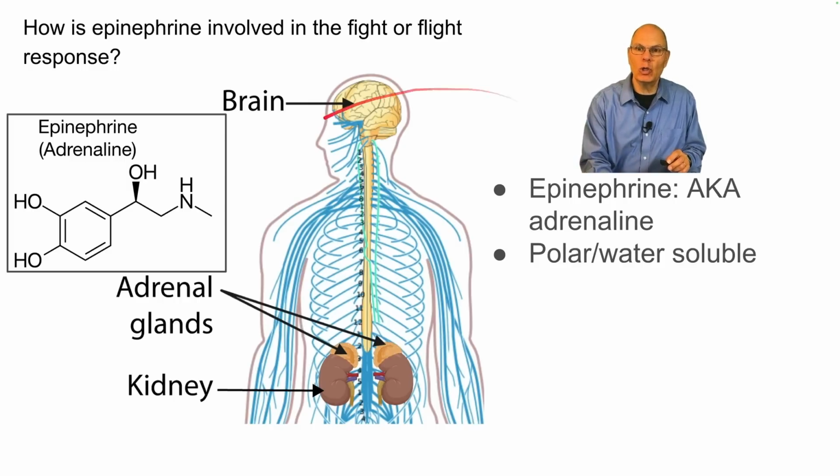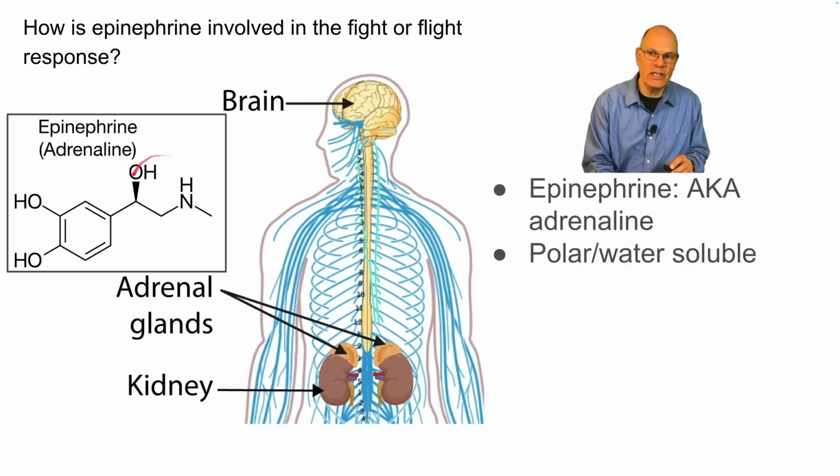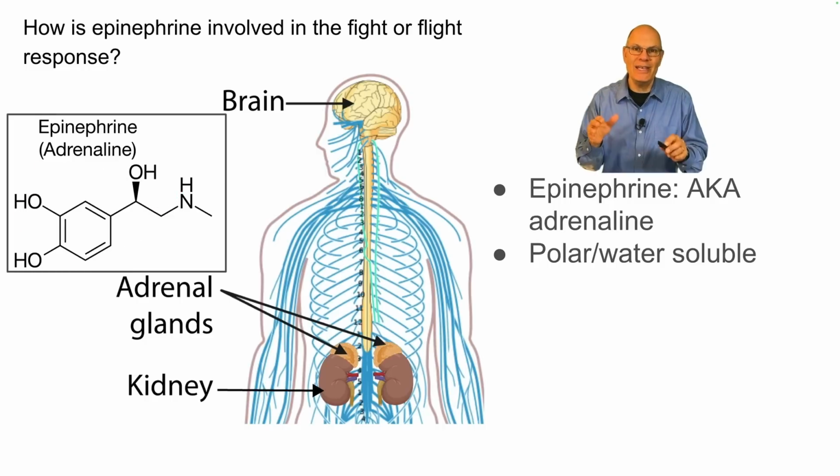Epinephrine is also known as adrenaline. It's a polar water-soluble hormone. You can see these hydroxyl groups over here and over here. Here's an amino group. This is not going to be able to diffuse into the cytoplasm. It's going to bind at the membrane.